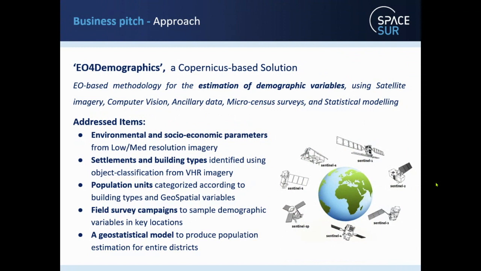We use satellite imagery, computer vision, ancillary data, microcensus services, and a statistical model. This points in different directions, in particular the one I mentioned earlier: a large reduction in cost and very high efficiency in the frequency and targeting of vaccine distributions.